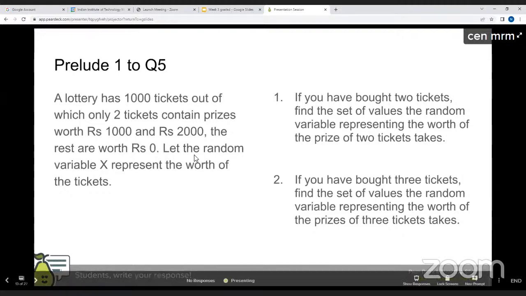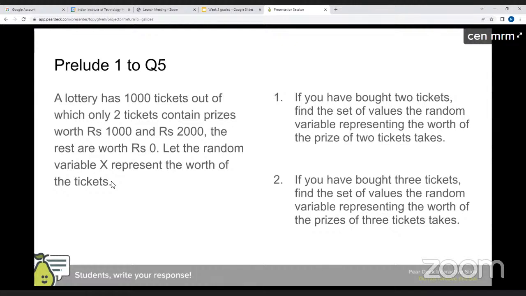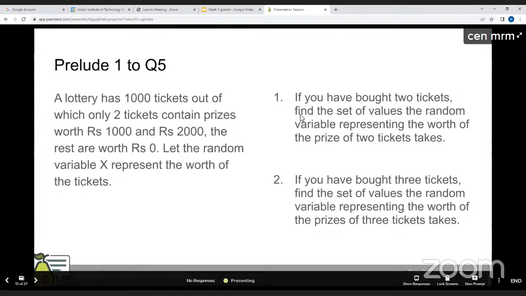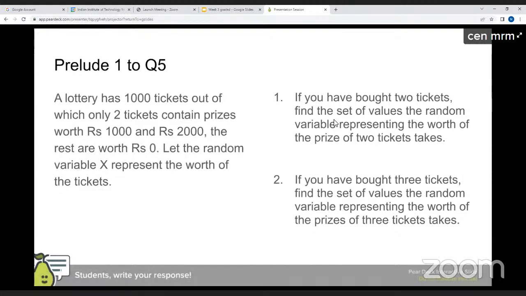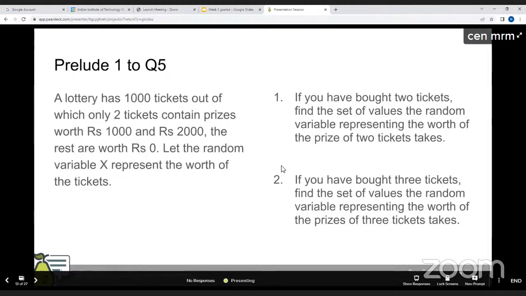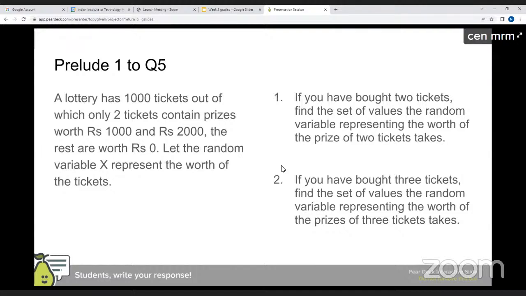Now, the random variable X represents the worth of the ticket. So the worth of the ticket represents, if you buy a ticket, what is the prize that you're going to get. The first question says, suppose you have bought 2 tickets, then find the set of values the random variable representing the worth of the prize of 2 tickets takes. So what are the possibilities of the ticket worth you can get? And similarly, the second question: if you're buying 3 such tickets, what is the set of values your random variable will take?